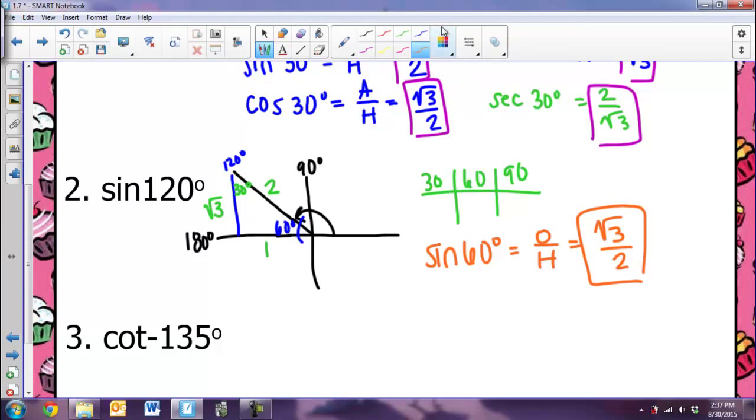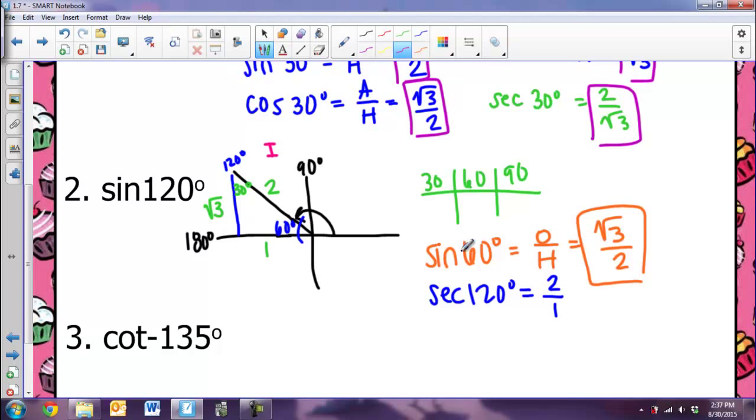Okay, and you can do the same thing if, for instance, they asked you the secant of 120. You just look at your picture. Secant is the reciprocal of cosine. So you would take your hypotenuse, 2, over your cosine, which is 1. Now, the one thing that we didn't think about here was the fact that this is now in quadrant 2. So now I have to deal with negative lengths.